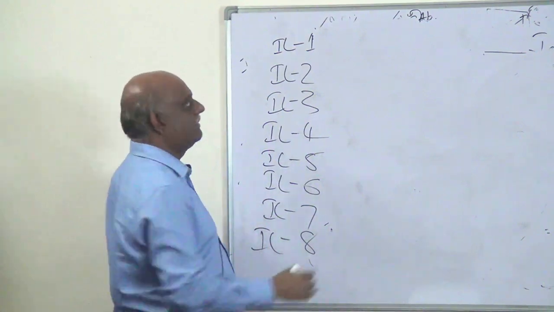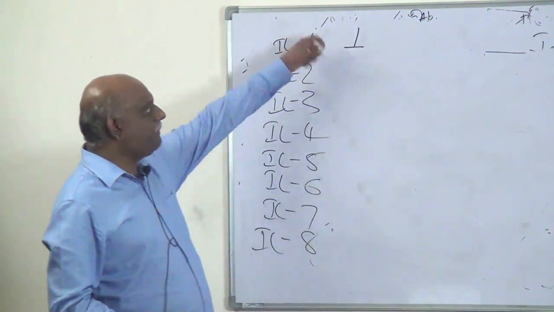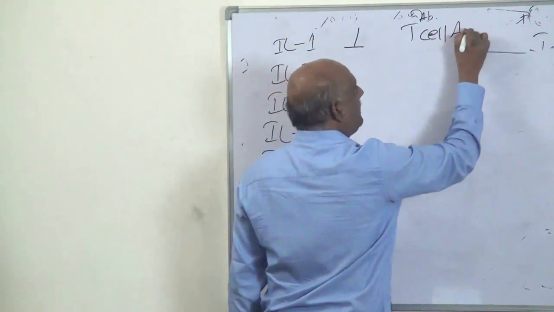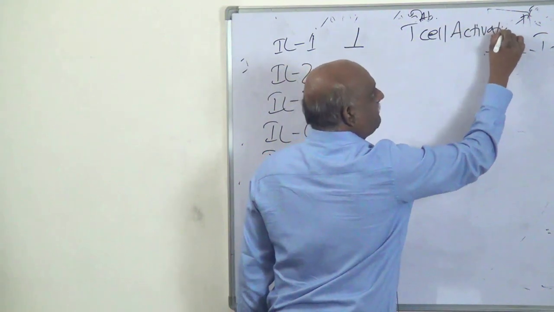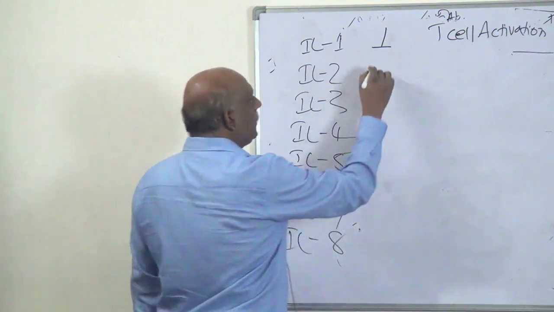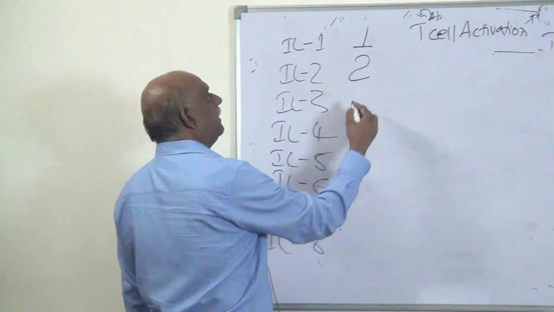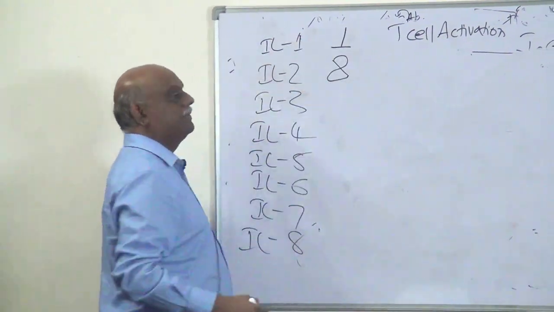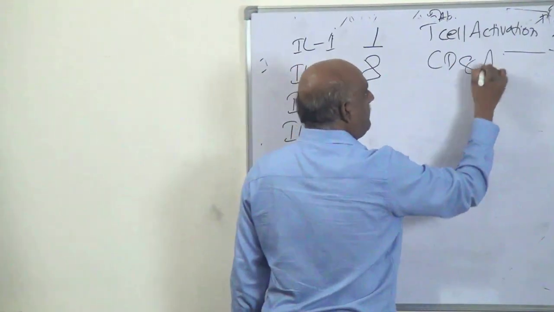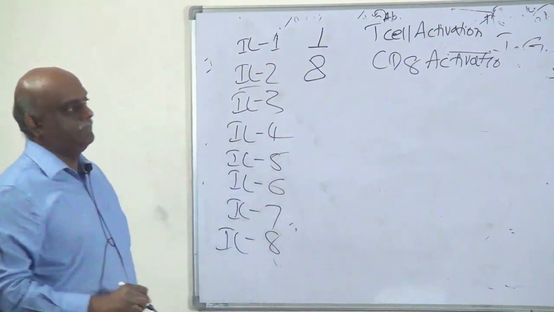Interleukin 1. 1 kaisa hota? Aise rehta. So, isko paltao. Kya mil gaya aapko? T cell activation is the function. Interleukin 2. Just isko le jaake aise add karo. 8 ho gaya na? CD8 activation is a function of interleukin 2.